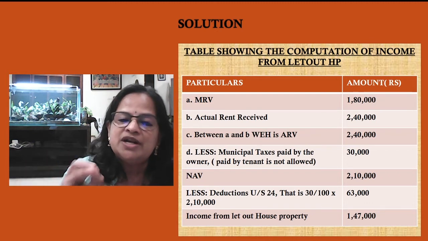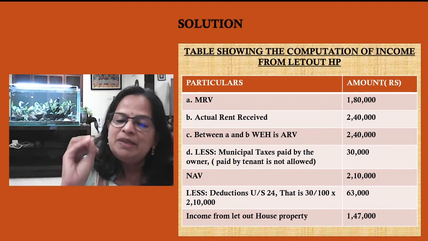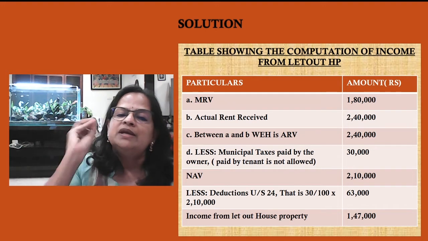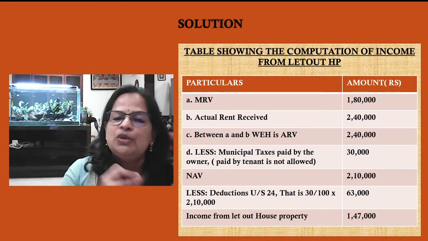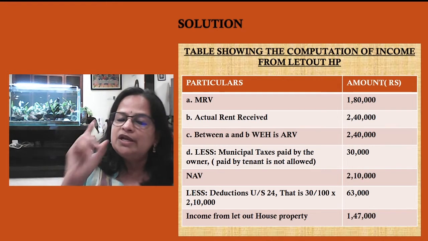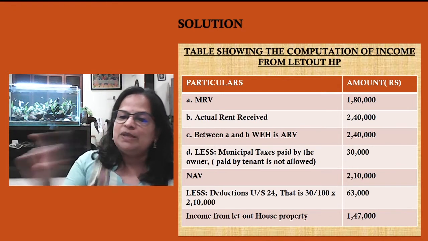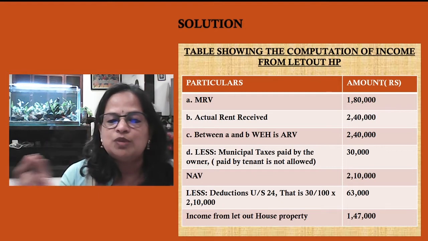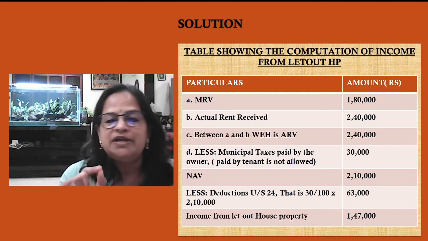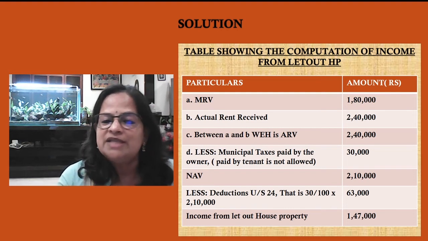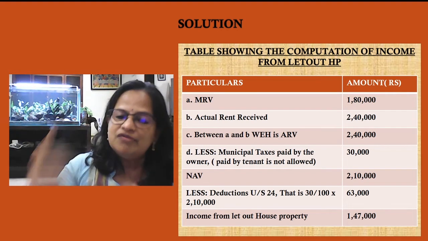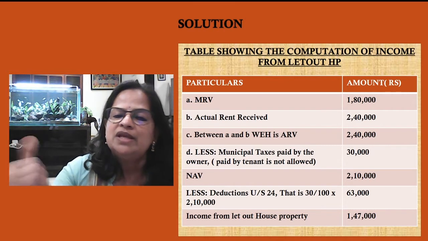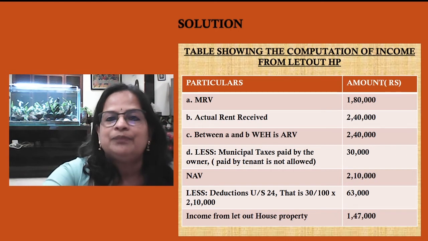Now deduction under section 24. This will not be there in the question. You have to remember that if it's let out house property, 30% of net annual value you have to allow. Remember in module 1 I explained what all deductions are allowed for let out house property and self-occupied house property. So standard deduction 30% of 2,10,000 is 63,000. So income from let out house property is 2,10,000 minus 63,000, that is 1,47,000.